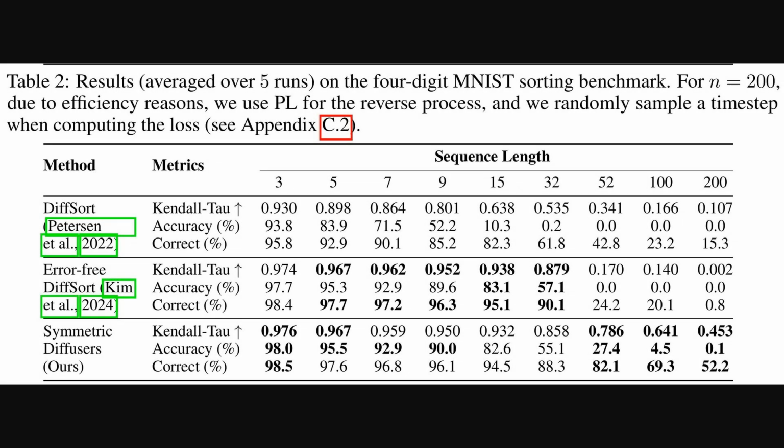Alright, so now we see how this approach stacks up in practice. This table presents results for sorting those 4-digit MNIST images. It compares their SymmetricDiffusers method against others across various sequence lengths. We're looking at how well they sort, using measures like Kendall-Tau, which checks how close the model's order is to the perfect one, and also the rate of completely correct sorts. Their method performs very well, and notably, it maintains strong performance, outperforming others as sequences get much longer, like with 52 or 200 items. This really shows its strength in handling these complex ordering tasks.